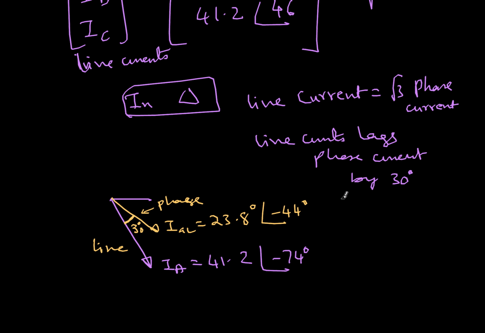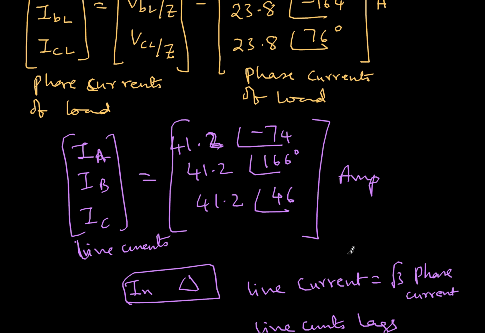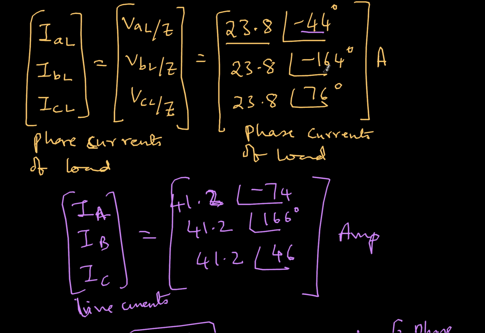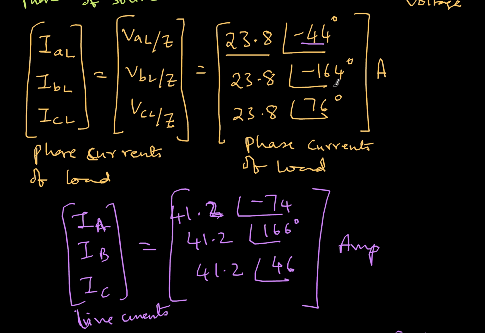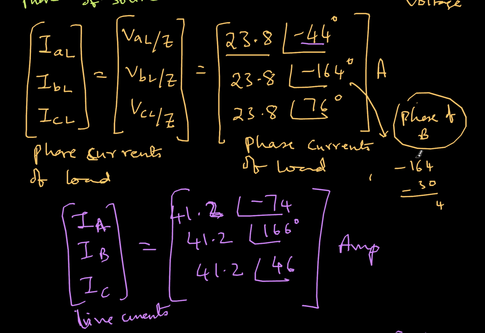Now, some of you might say, what about phase B? Here phase B is minus 64, but why is it plus 166 here? How come it is not 30 degrees apart? If you examine a little more closely, take minus 164 and subtract 30 from it. So I'll just do that here. Phase of B: minus 164 minus 30. So that will be how much? I'm just adding them: minus 194.